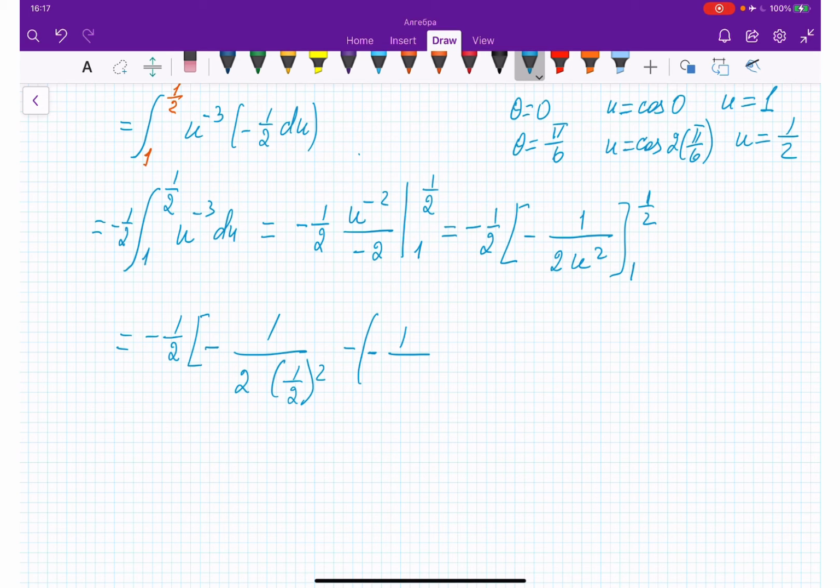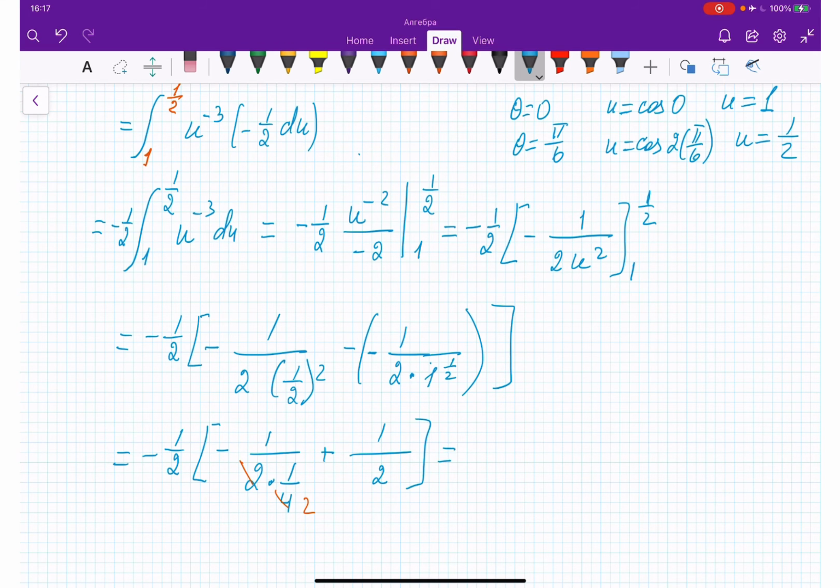Negative 2 u, instead of u we have what this time? 1 times 1 to power 1/2. Okay, and we are going to get negative 1/2, negative 1 over 2 times 1/4, so which is going to be 1 and 2, and plus 1 over 2. All right, so let's see.